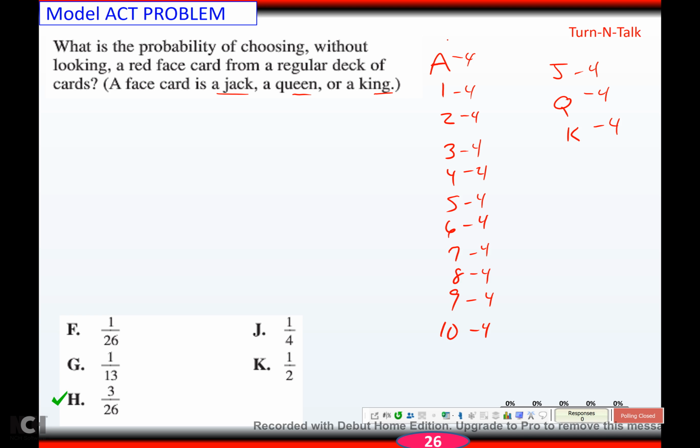By the way, there are 4 aces, 2 red and 2 black, because you have hearts and diamonds, those are red cards. You have clubs and spades, those are black cards. So, to pull a red face card, well, there's only 2 red jacks, 2 red queens, and 2 red kings. So that would be 6 ways to win out of 52, which reduces down to 3 out of 26. Okay.